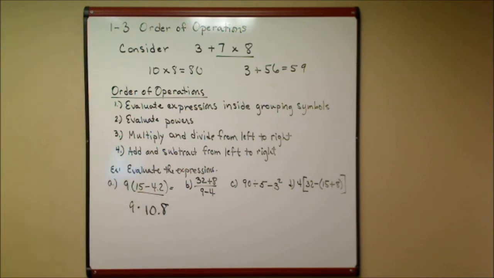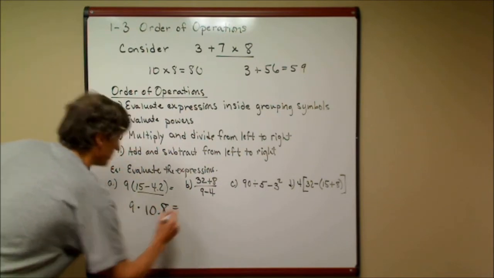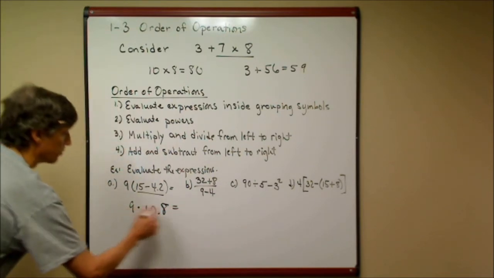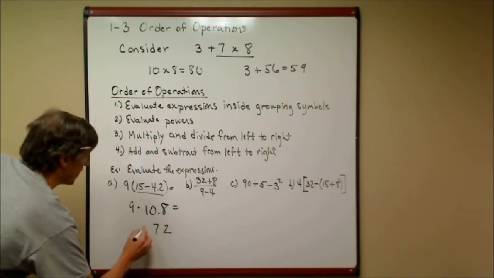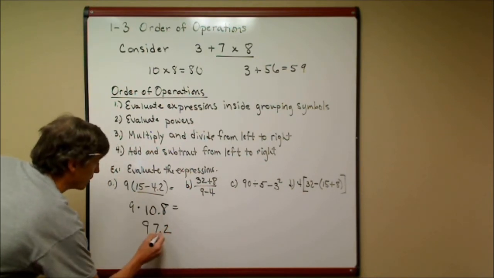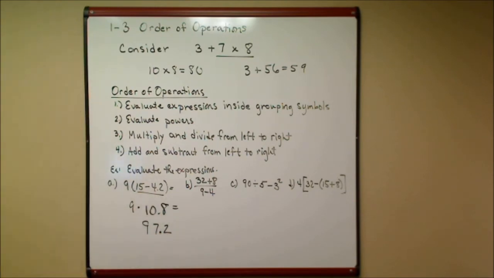Now we're going to multiply 9 times 10.8. So I have to be careful here not to mess up with my multiplication. I haven't done a decimal in a while. So that's a 2 carry a 7, that's a 7, and that's a 9 with 1 decimal spot, so I get 97.2.